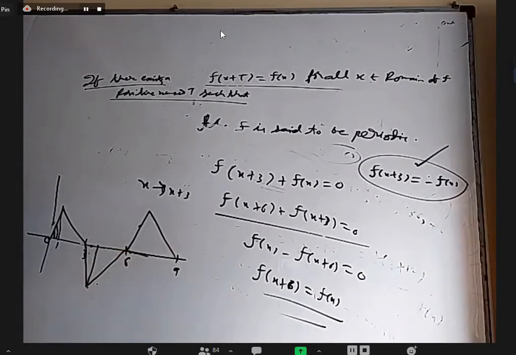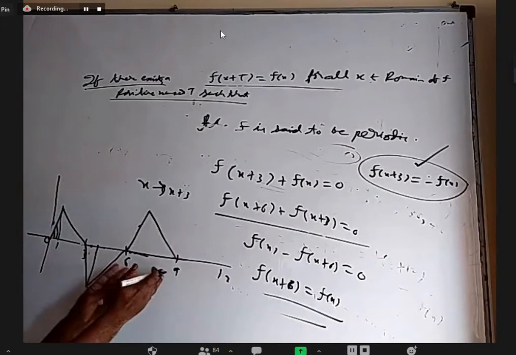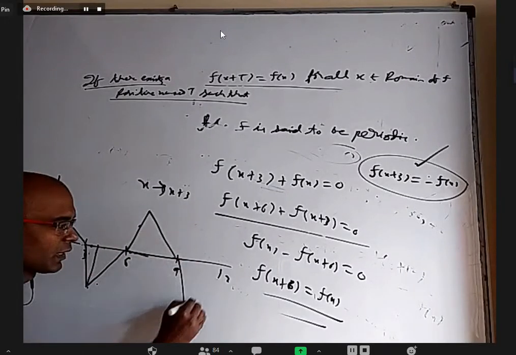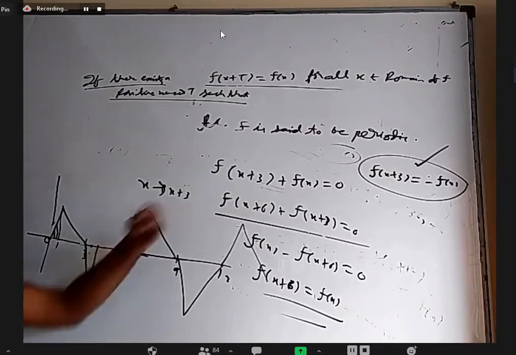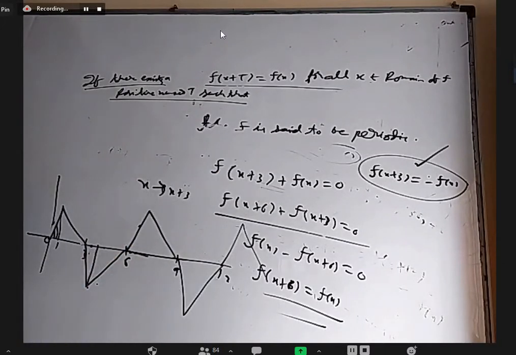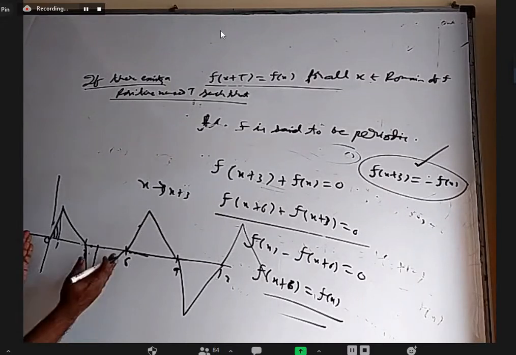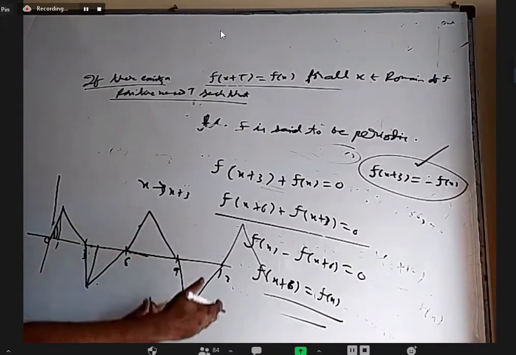Again, it will come up. Between 9 to 12, whatever is happening here, negative of that, it will be again down. Again, it will be up like this. Once you understand, now tell me what is the period of this? 6. Whatever is happening between 0 to 6, the same thing repeats.